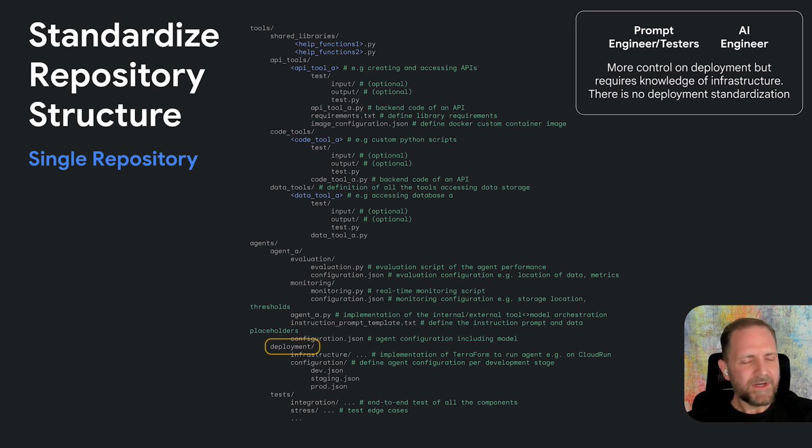For more complex environments, you might have a deployment folder with all the Terraform code to deploy this agent, or Python code. It depends on the solution that you have. And lastly, you need to have tests in terms of the agent, end-to-end tests, integration tests. These tests are different than the tool tests, of course. It is for the complete interaction of the agent.